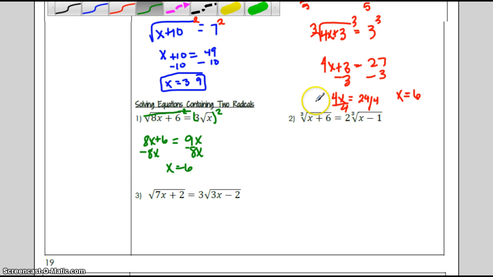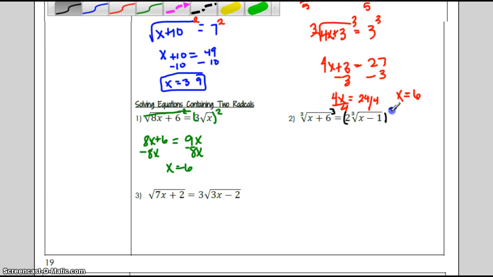So try that next one. Remember, when you cube both sides, you have to cube the 2, and then when you cube the cube root, it just gets rid of this. Make sure to keep what's underneath that radical in parentheses, and then you'll have one additional step of distributing. Actually, let's go ahead and do that one together, and then I'll have you try number 3.